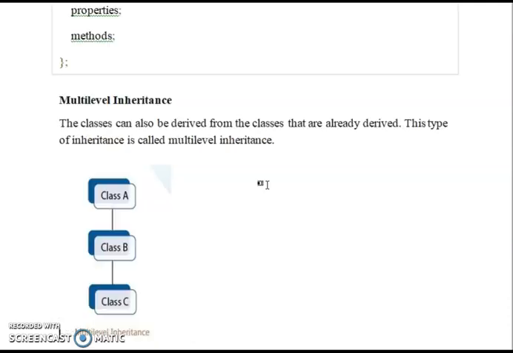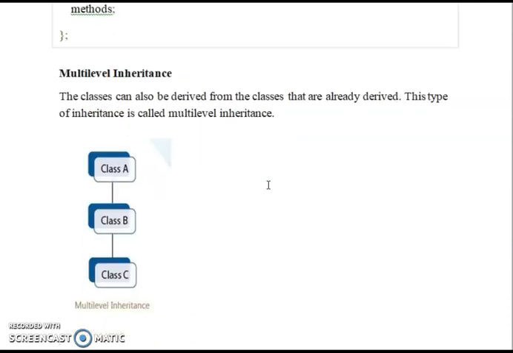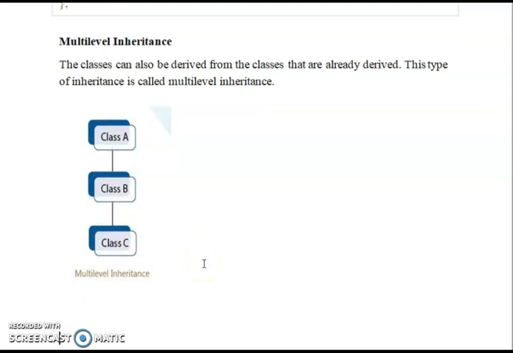The fourth one we have to see is multi-level inheritance. Classes can also be derived from classes that are already derived. This type of inheritance is called multi-level inheritance. Here class A is derived by class B, and class B is derived by class C. This is multi-level inheritance.